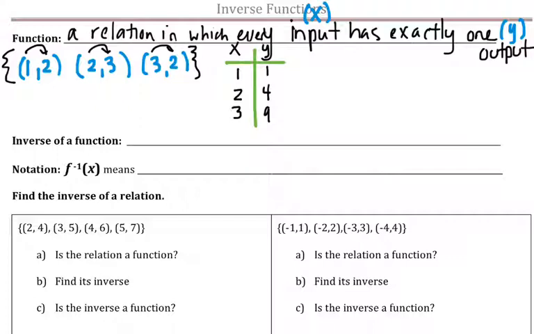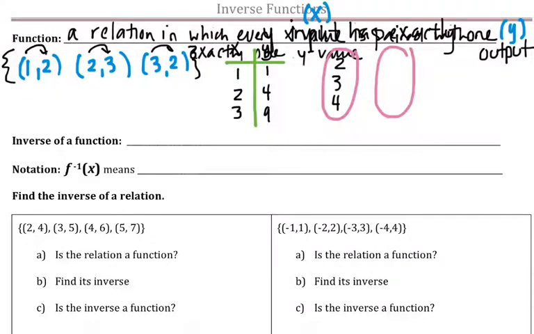A third way we've seen this represented is with a mapping diagram. In this mapping diagram, we have our inputs in one column, or one bubble. So we could have 2, 3, and 4. And each of these values can go to just one other value. So 2 can only go to one number. 3 can only go to one number. 4 can only go to one number. Notice all three of these went to the same number. That's okay.